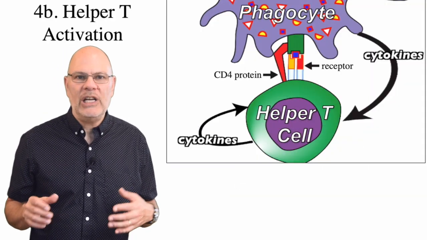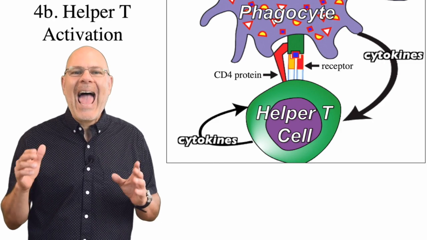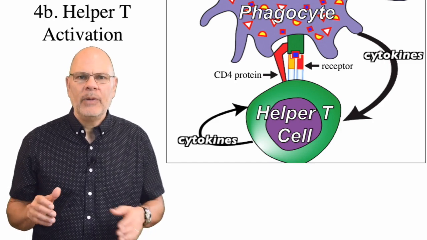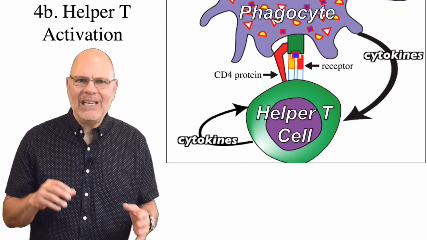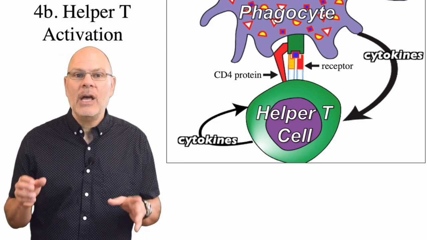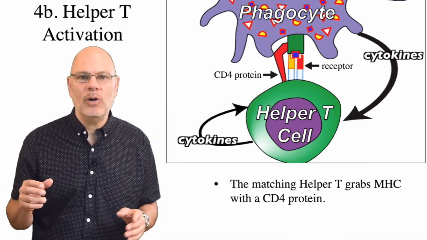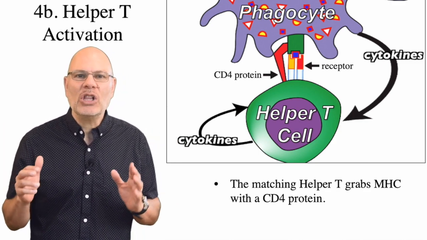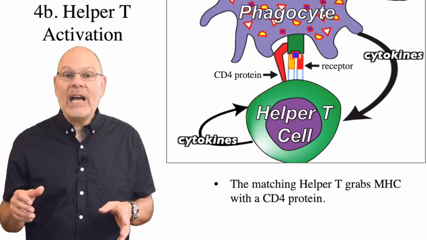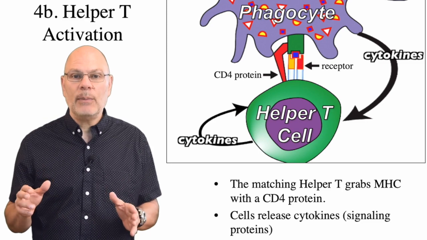Binding of a helper T with an antigen-presenting cell, or an APC for short, activates the helper T cell. The initial bond between the helper T and the APC is a very weak bond. To strengthen that bond, the helper T reaches out with a protein called a CD4 protein. Now these two cells are locked together. That connection is accompanied by the release of cytokines, a type of signaling protein.